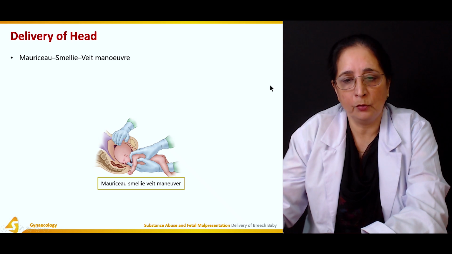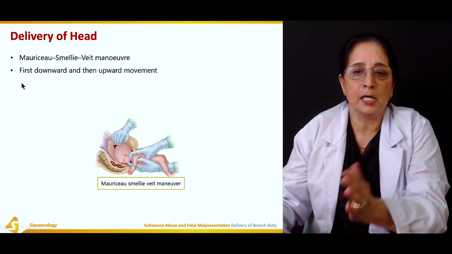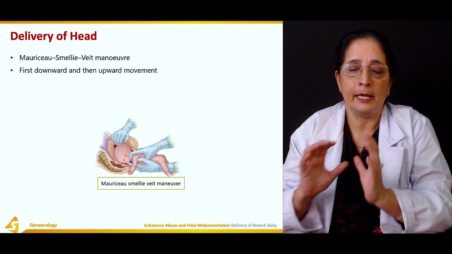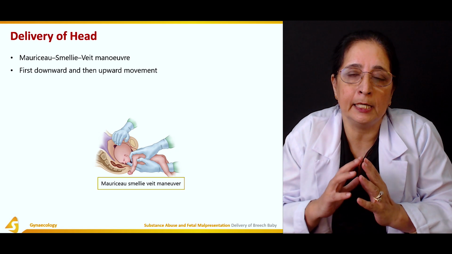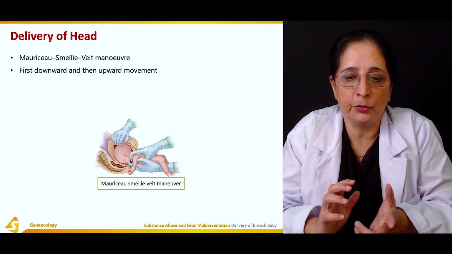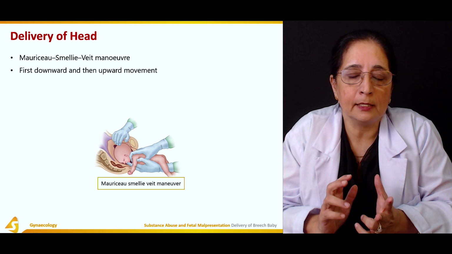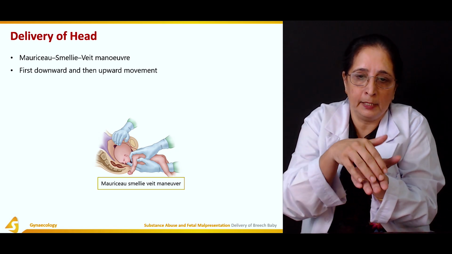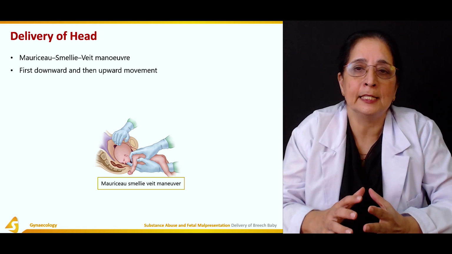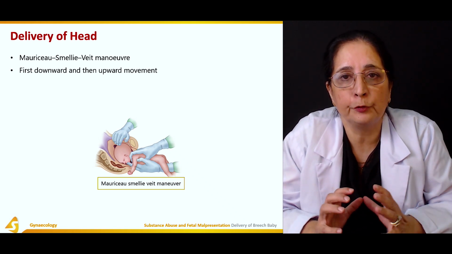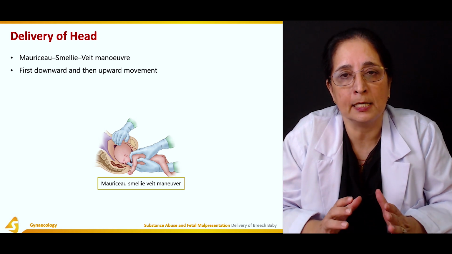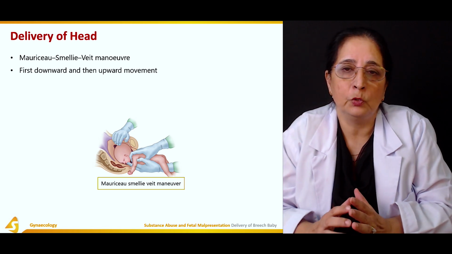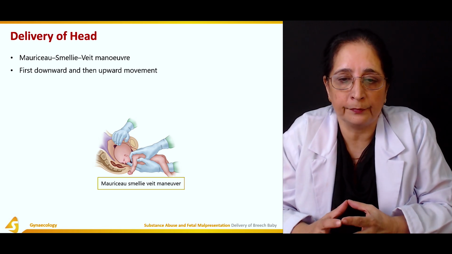Mauriceau-Smellie-Veit maneuver, in which first a downward and then an upward movement is performed, and the head is kept in the flexed position by using two fingers. The operator or the assistant at this stage keeps pushing on the fundus, pushing the uterus downward and the head downward to facilitate the delivery of the head.